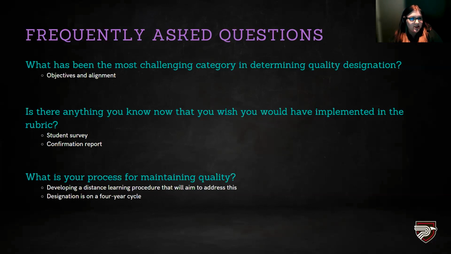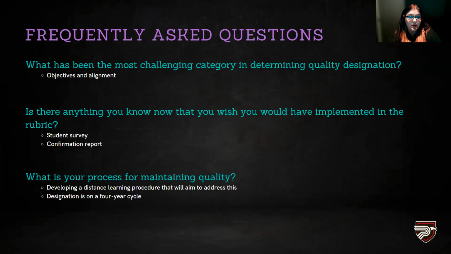Another question was, is there anything that we know now that we wish we implemented in the rubric in the beginning? So not necessarily in our rubric. The main thing that we added in our rubric from the very beginning was RSI, highlighting those elements that we already had in place in our existing measures, but really highlighting those in specific standards on our rubric. And you'll see those noted on the rubric that I shared in the chat as well.